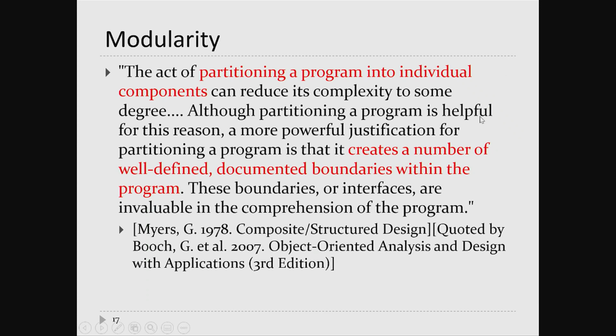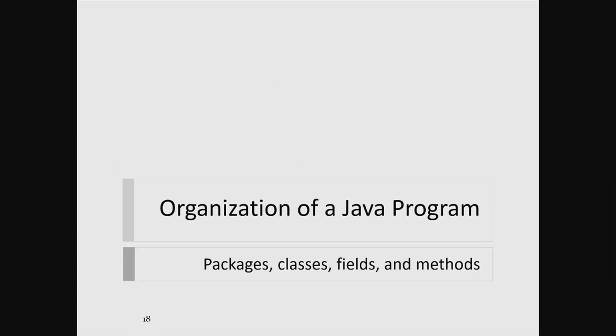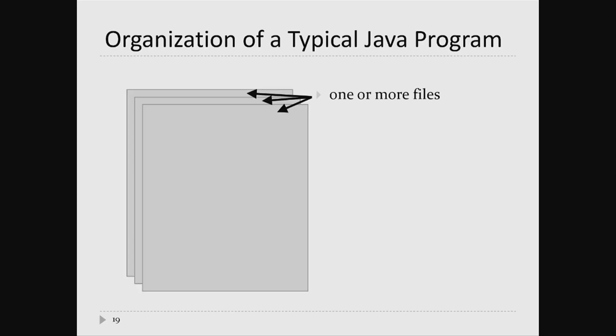Okay, so those are the three things that we need to keep in mind as we move forward. Now, what does an actual Java program look like? Because you haven't actually really seen one. You've seen a simple one in assignment 1. But a more typical Java program consists of one or more files. If it's a small program, you might just have one or two files. If it's a large program, you may have thousands or tens of thousands of separate files.